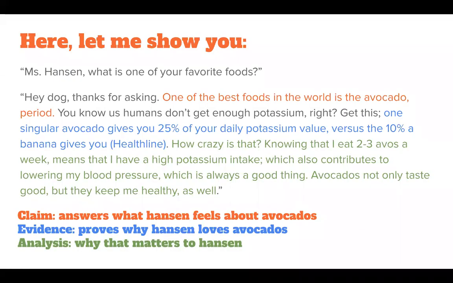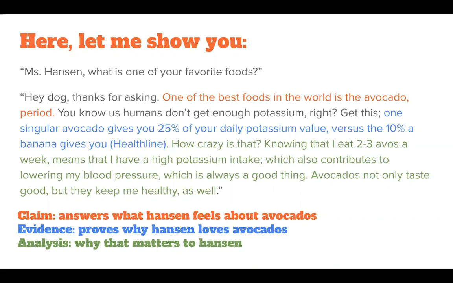So here's an example. If Ms. Hansen was asked, hey, Ms. Hansen, what is one of your favorite foods? Here is how she would write an analysis format response. In orange is the answer that Hansen feels about avocados. The evidence is in blue. This proves why Hansen loves avocados. Notice she did have an in-text citation at the end of her evidence. And then the analysis is in green, why this matters to Hansen.